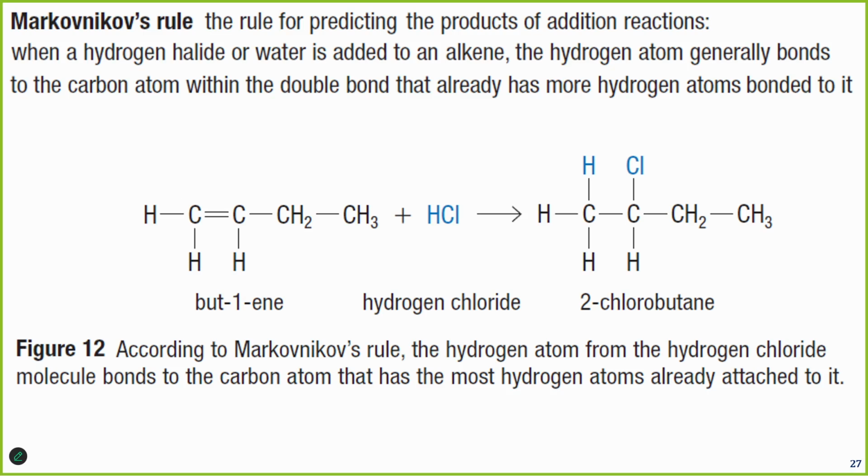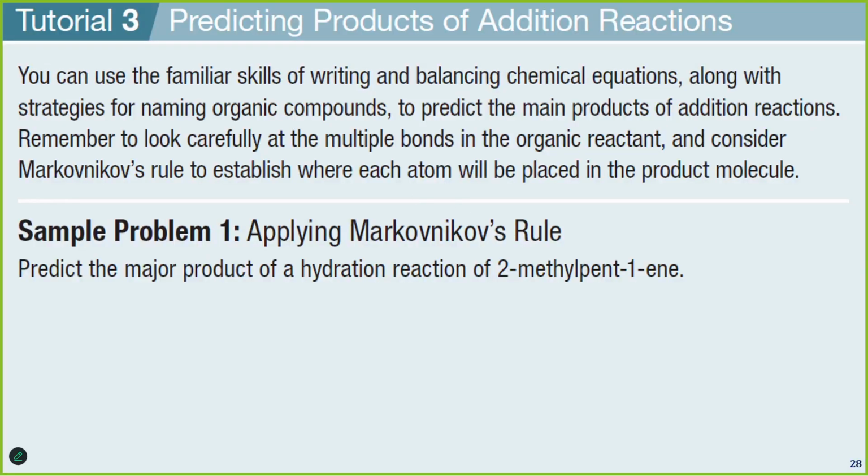Okay, now let's use this rule to predict products of addition reactions. Let's have a look at a tutorial here. We can use the familiar skills of writing and balancing chemical equations along with strategies for naming organic compounds to predict the main products of addition reactions. Just remember to look carefully at the multiple bonds in an organic reactant and consider Markovnikov's rule to establish where each item will be placed in the product molecule.